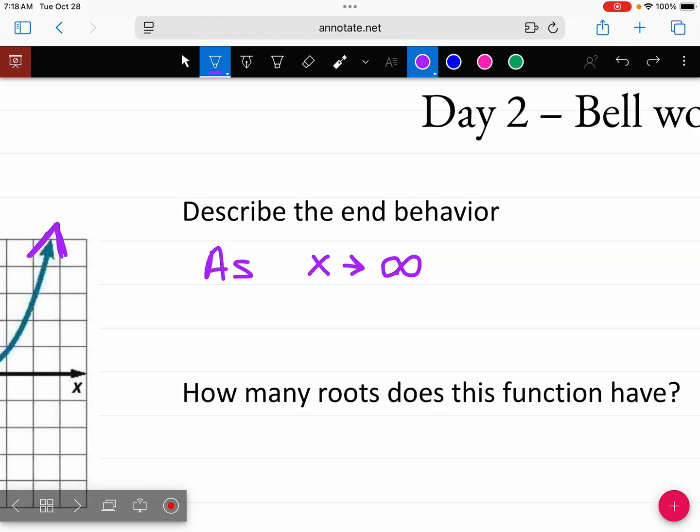Whatever our function is, we can call it y, we can call it f of x, we can call it g of x, whatever we want to name it. Since that's going up, we also say that's approaching infinity. That tells me my right arrow is going up.